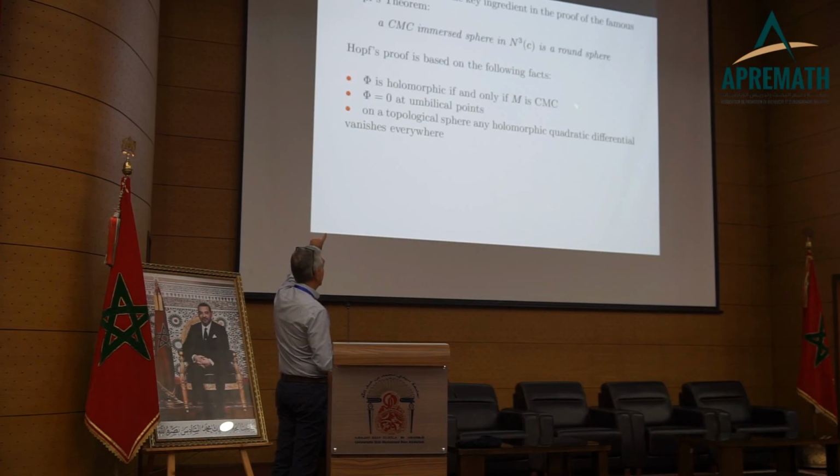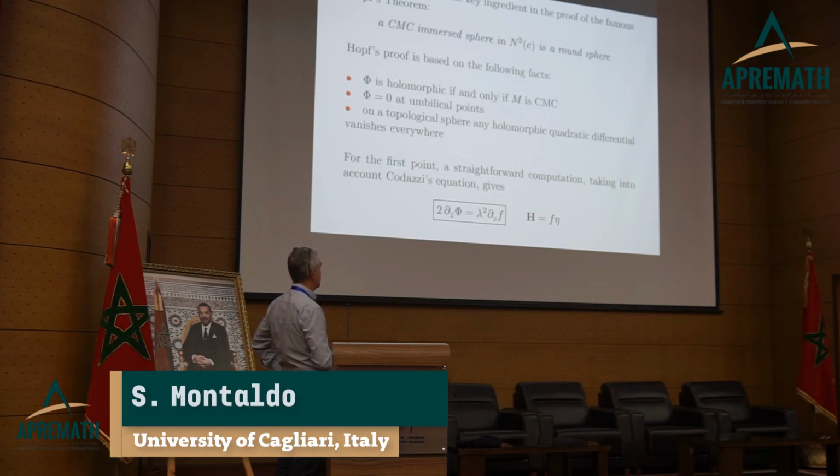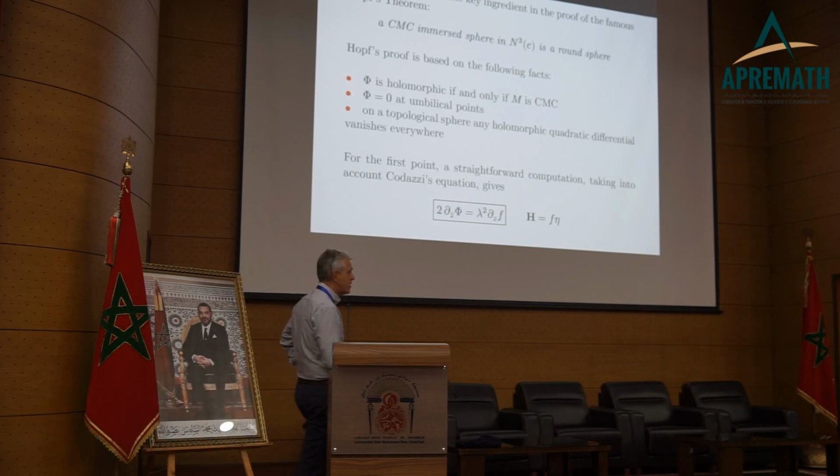But I'm interested in the first thing. So, of course, once you know that you start with the CMC, you know that it's holomorphic. When phi is 0, you have the umbilical points, and then you use the rigidity theorem that we all know, that a surface in a space form which is totally umbilical must actually be a sphere. And then you use this fact that on a topological sphere this phi must be 0. This is just an outline of the proof. But I'm interested in the first point. The first point is that your surface is CMC if and only if phi is holomorphic. And this is easy, because you just use the Codazzi equation and you write down this condition. So you write down that twice the derivative with respect to z bar of this function is lambda squared, this conformal factor of the isothermal coordinates, times the derivative of f, the mean curvature function, with respect to z.